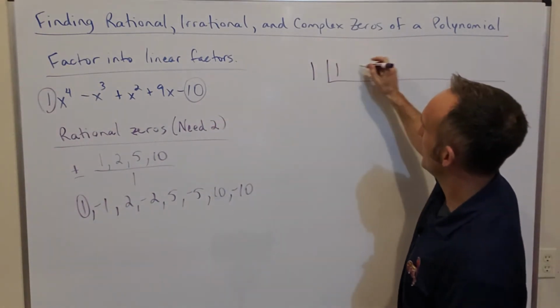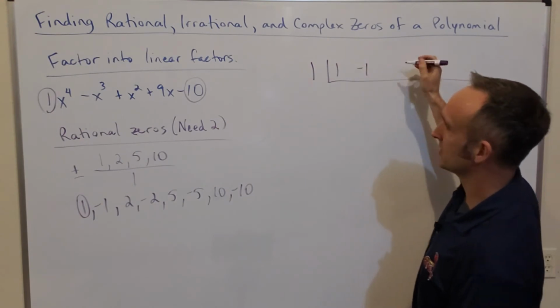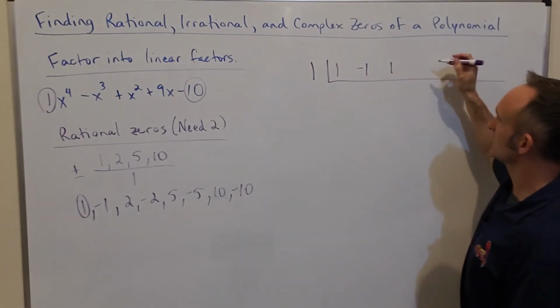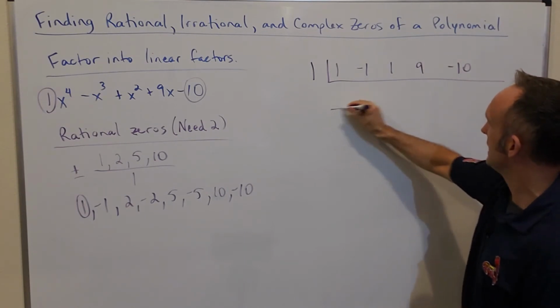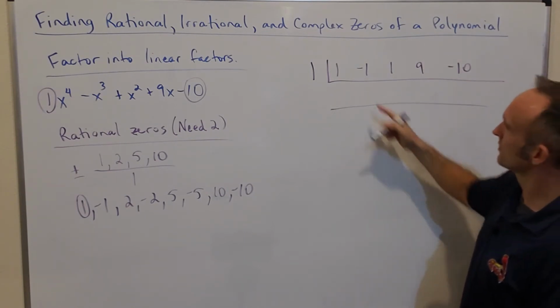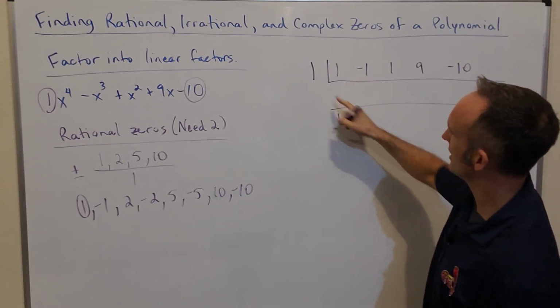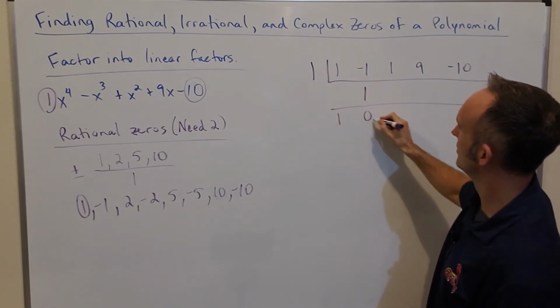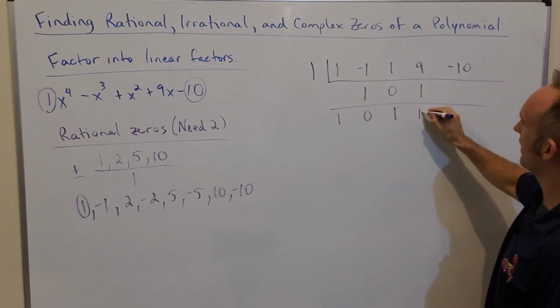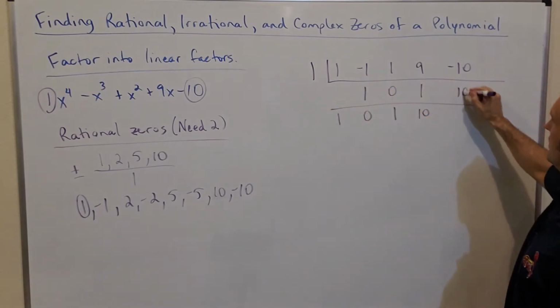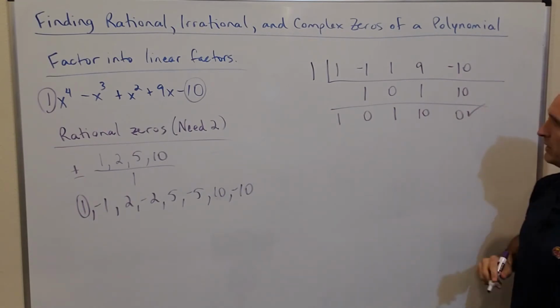So I have 1 x to the 4th, negative 1 x cubed, positive 1 x squared, positive 9x, negative 10, and I should get a remainder of 0. So I drop this 1 and I multiply and I add. Multiply, add, multiply, add, multiply, and add. And so that's what we get.